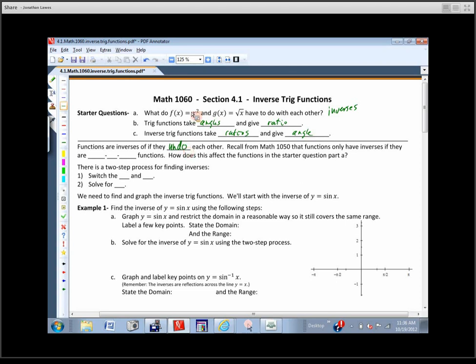So whatever one function does, the other one undoes it. So this one squares, this one takes the square root. If we plug a 3 in here, this will turn it into a 9. If we put a 9 in here, it'll turn it back into a 3. So they undo each other.